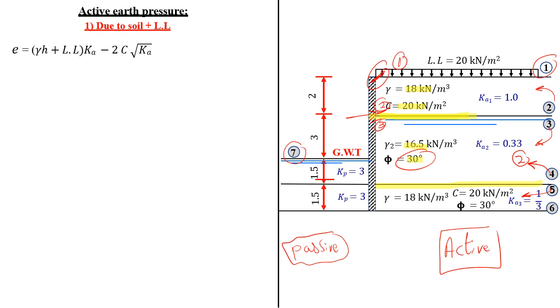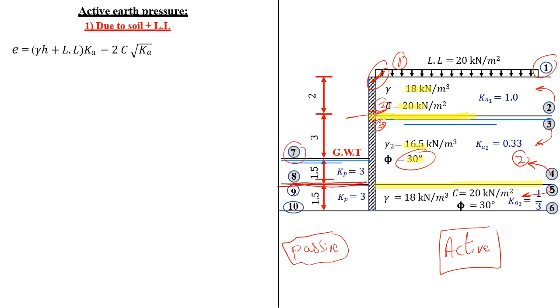Then you have here an elevation which is between two different soil layers. So you have 2 points here, one above and one below, 8 and 9. And at the very end, you have at the base of the retaining wall point number 10. So here in this problem, we have 10 points. So we will do the calculations 10 times.